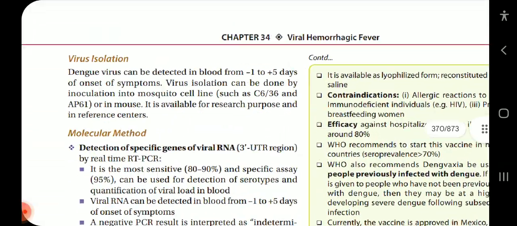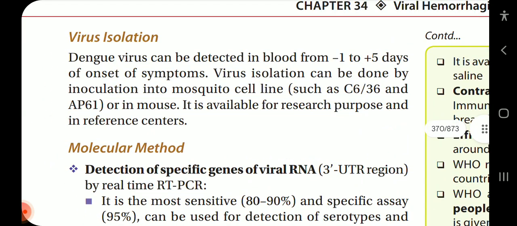Virus isolation. Dengue virus can be detected in blood from -1 to +5 days of onset of symptoms. Virus isolation can be done by inoculation into mosquito cell lines such as C6/36 and AP61, or in mouse. It is available for research purposes and in different centers.